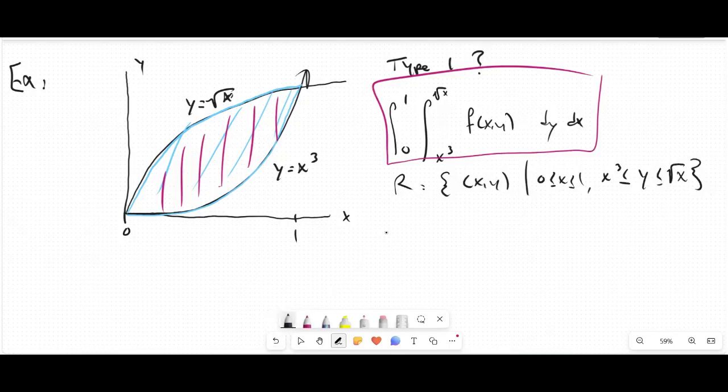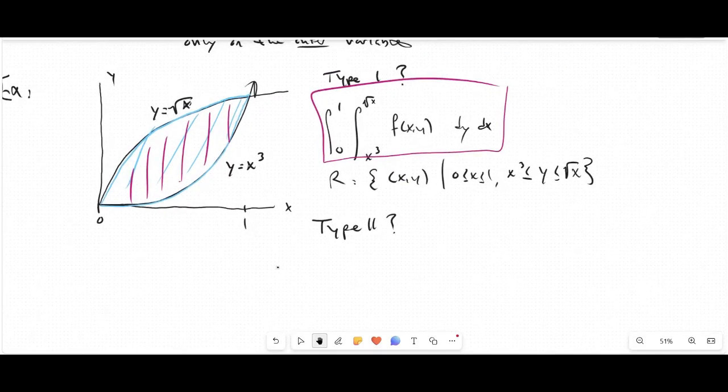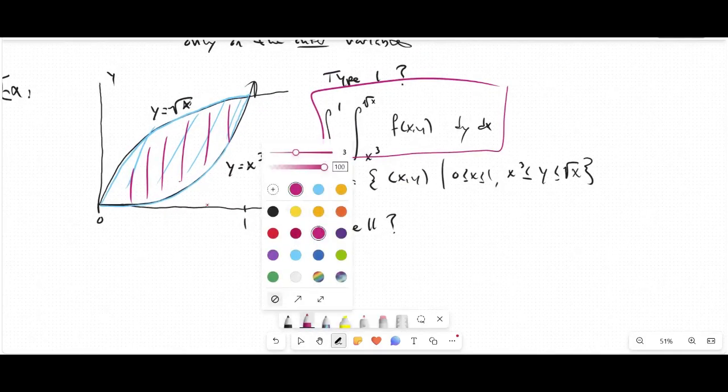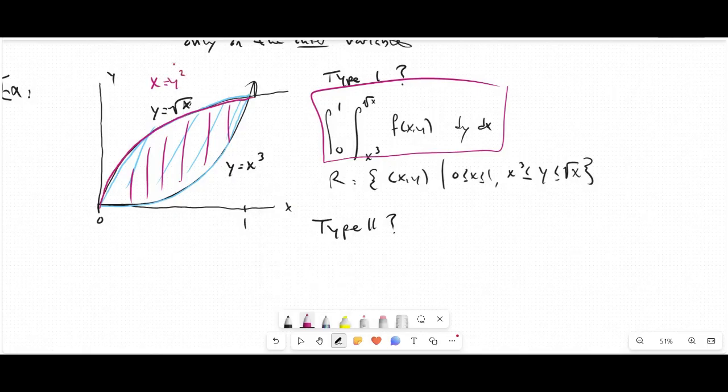But now here's the next thing. Is it also type 2? It sure is. This line right here can also be written as x equals y squared, right? If you square both sides. And down here, this line can also be written as x equals the cube root of y.